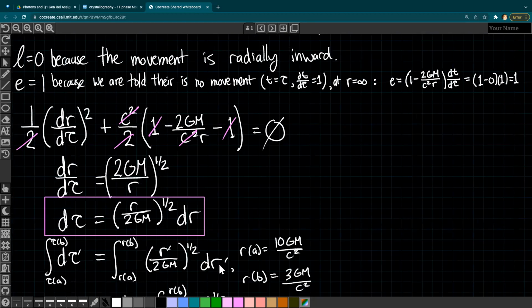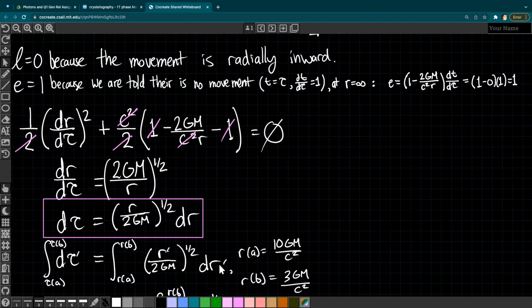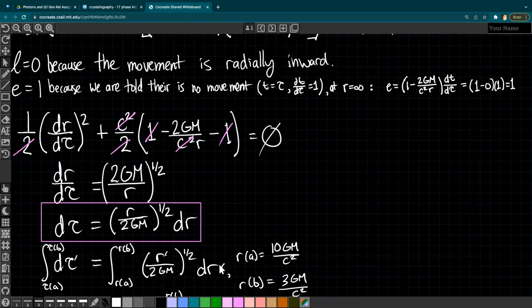For now, let me just get through this one time, and then we'll get through everything in more detail after. So now we're going to integrate from the first position to the second position, r of A and r of B, and the proper time at A and the proper time at B. So we're going to integrate both sides of this equation from A to B.